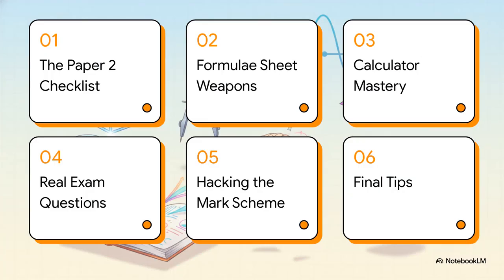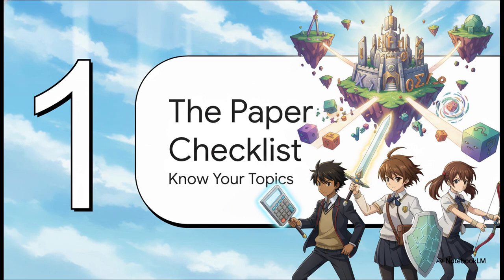Here's our quick roadmap for this explainer. 1. The Paper 2 checklist. 2. Your formula sheet weapons. 3. Calculator mastery secrets. 4. Analyzing real exam questions. 5. Hacking the mark scheme. And 6. Our final tips. Kicking things off with Section 1, the Paper 2 checklist.